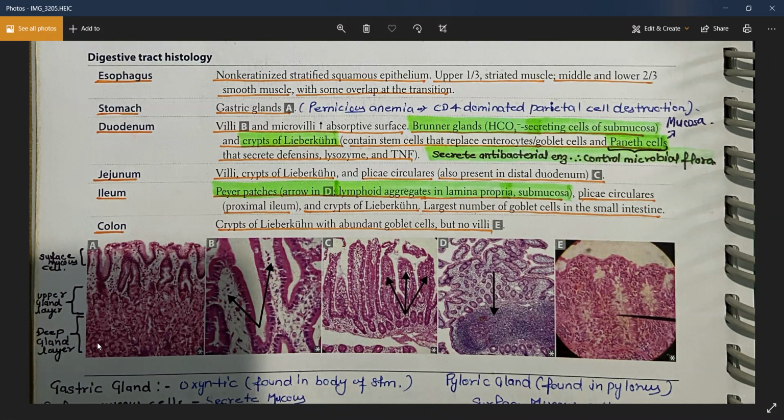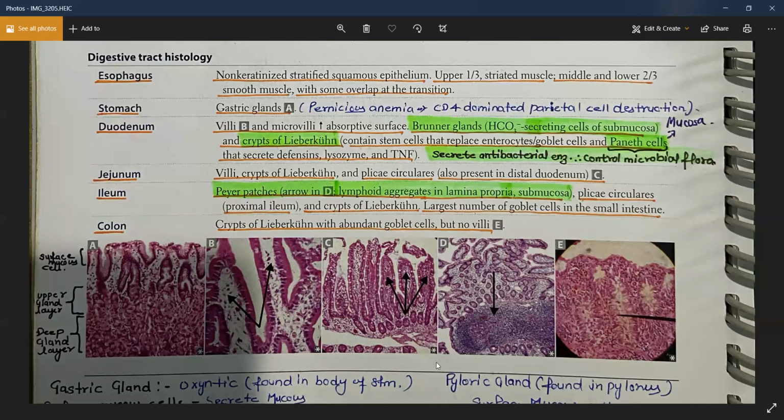The chief cells, which secrete pepsinogen, are found in the deep glandular layer. Very important. And the parietal cells, which secrete HCl, are found in the upper glandular layer. The mucin-secreting cells, which are the mucous neck cells, form these pits. The superficial glands are mainly made up of parietal cells, and the deep glands are made up of chief cells. This is the histology we get in the stomach.